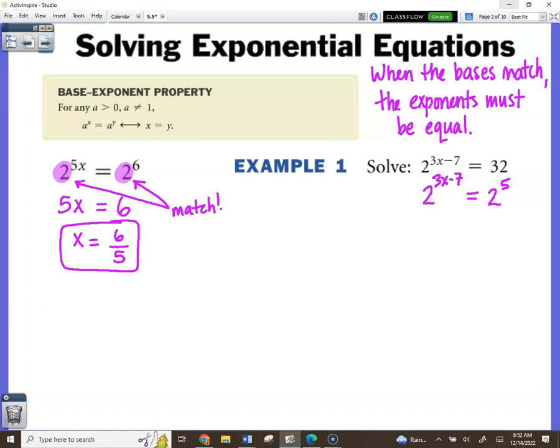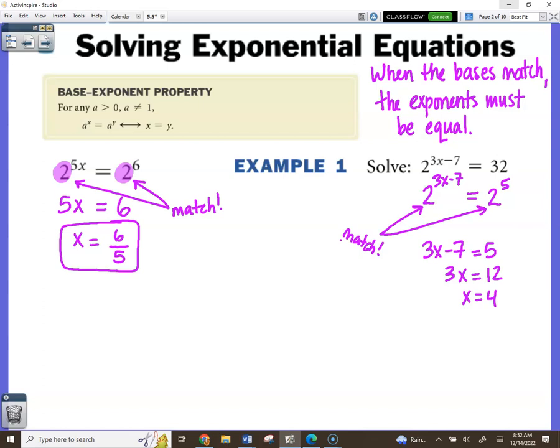So again, because they match, I can pull the exponents down and say, okay, well then the exponential expressions have to match. Now you do want to check it, so you would go to your calculator. You do want to double check these to make sure that you just did it right.